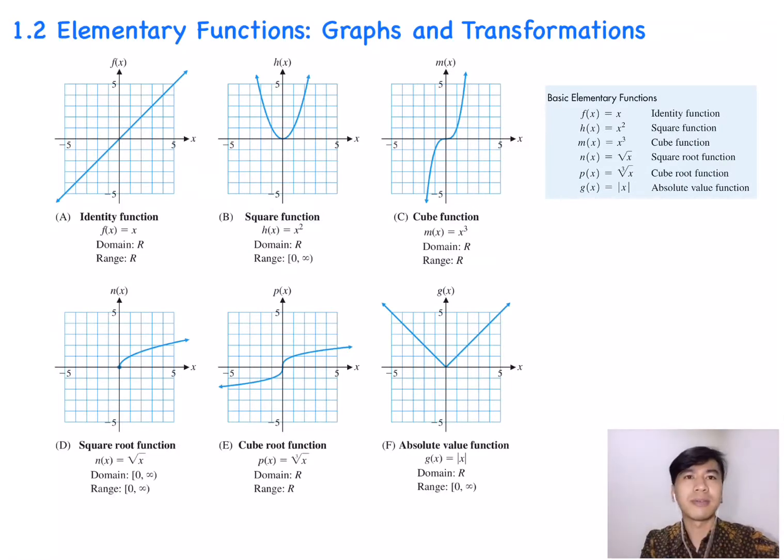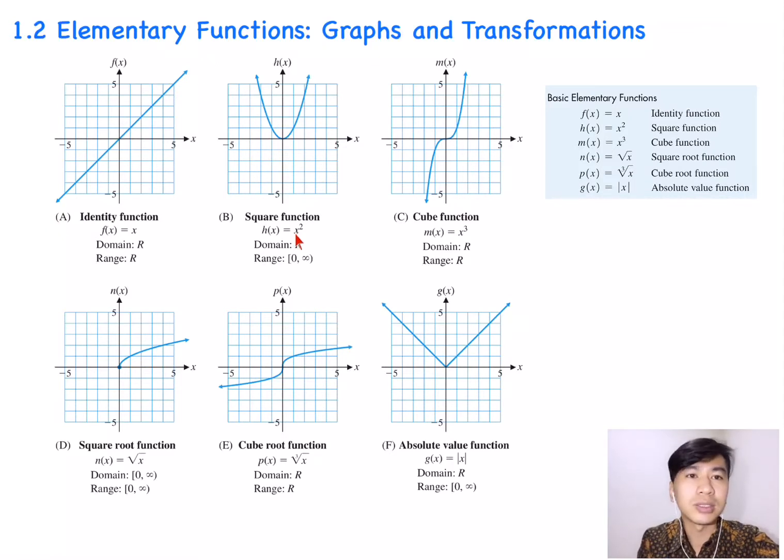So this is the graph of the basic elementary functions. As you can see over here, f of x equals x is a linear function, and it intersects the y-axis at the origin, so it's like x plus 0. The domain is real numbers. The range is also real numbers, which means it goes from negative infinity to positive infinity.